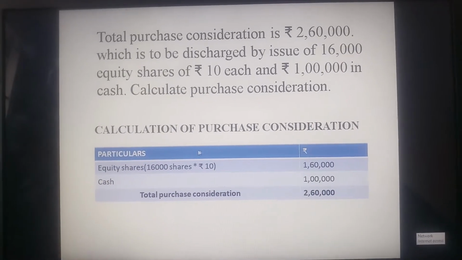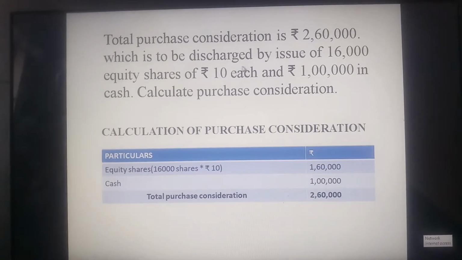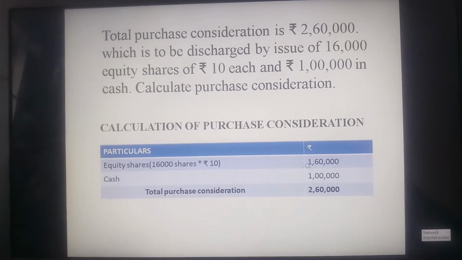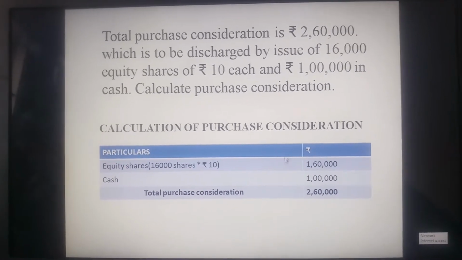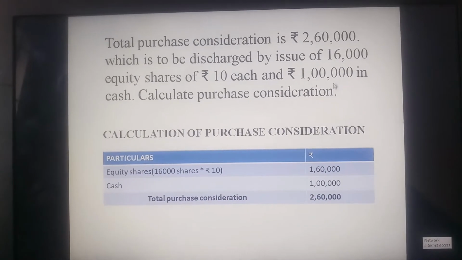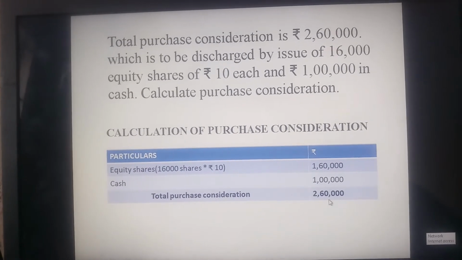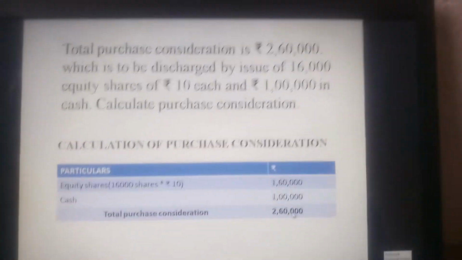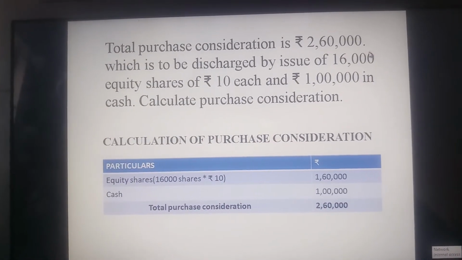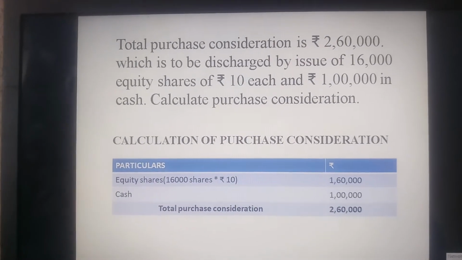So equity shares, 16,000 equity shares will be issued. For 16,000 equity shares, rupees 10 each will be paid. So 16,000 multiplied with 10, we get the total value of equity shares as 1,60,000 rupees. Then the cash value is directly given in the problem, 1 lakh, that will be taken directly. So 1,60,000 plus 1 lakh, 2,60,000 is treated as the purchase consideration. So in the problem, there is no need for calculation. Under lump sum method, only the mode of discharge we have to find out.